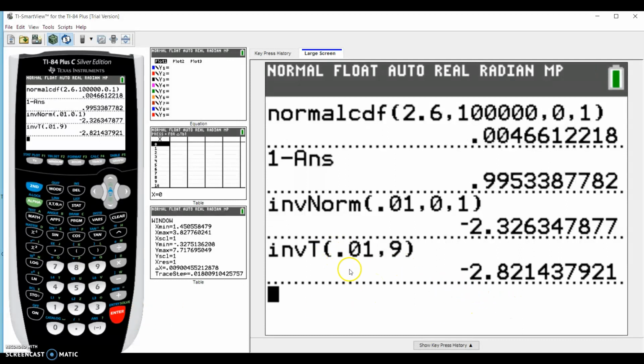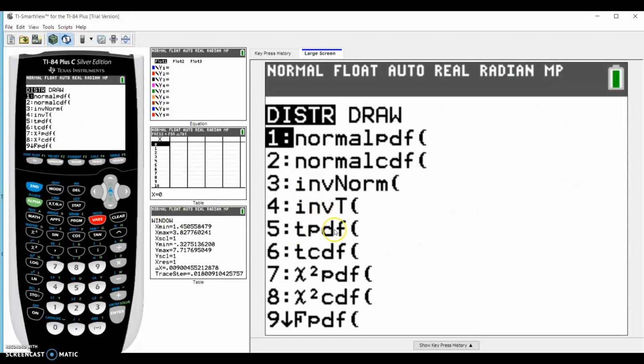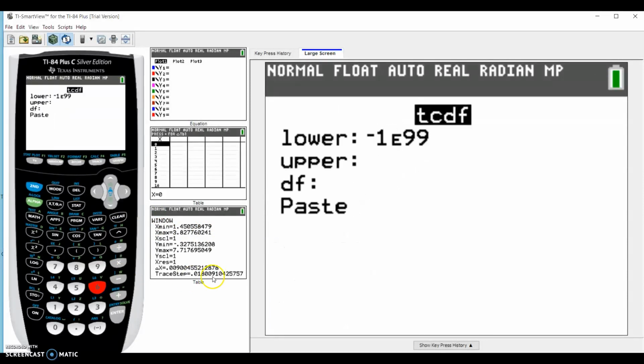This is telling me if I'm working with a 98% confidence interval and 9 degrees of freedom, my critical value is 2.82, which hopefully should match what you would find on the t-distribution table. If we keep going, once again, T-PDF we're not going to use. T-CDF works in the same way that normal CDF does. It's going to tell me area under the curve of the T distribution. So once again, we give it a lower bound and an upper bound.